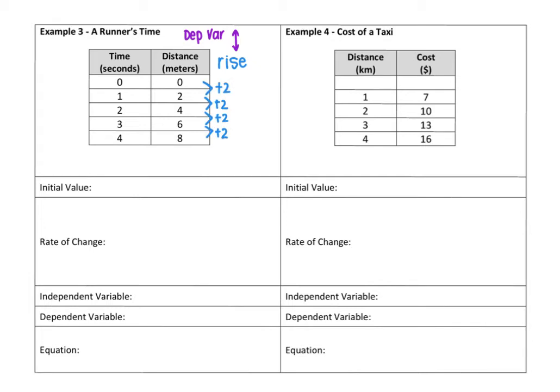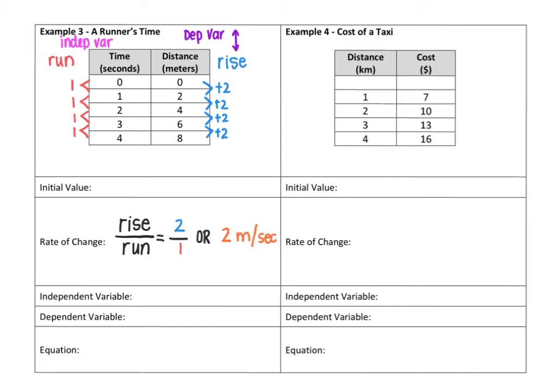On the independent side, or the left side of your table, we can find the change in the independent variable, or the run. So in this case, we're counting up by ones, so our run will be 1. As we calculate our rise over our run, we will have 2 divided by 1, which means we'll have a rate of change of 2 meters per second.